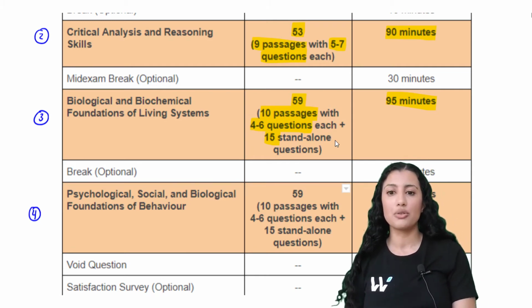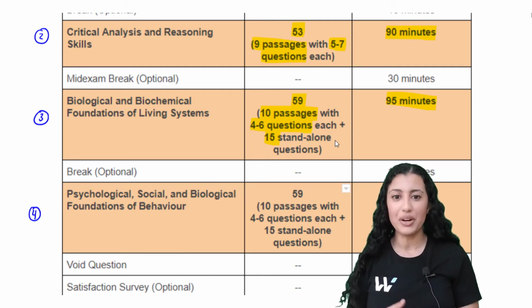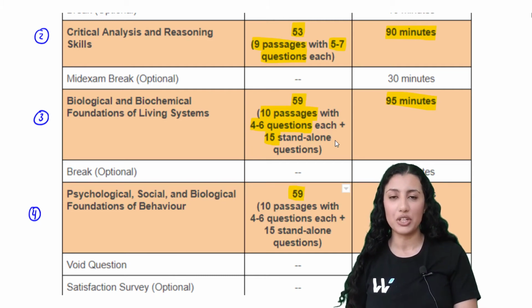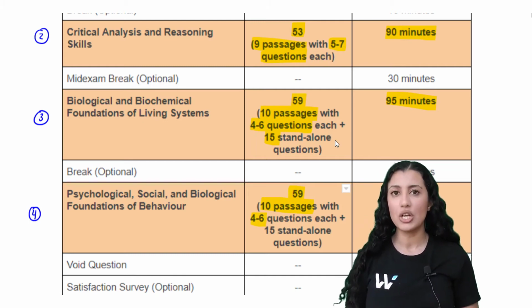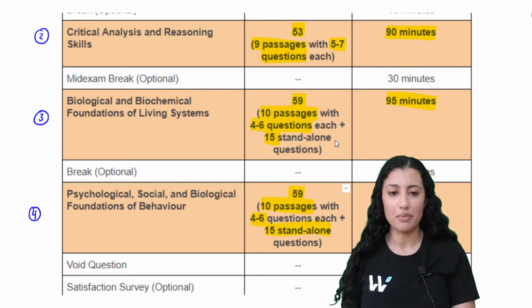And then the psychological, social, and biological foundations of behavior is another very similar story where you have a total of 59 questions. So 10 passages, again made up of 4 to 6 questions each, with an additional 15 standalone questions, and you're given 95 minutes to complete that.